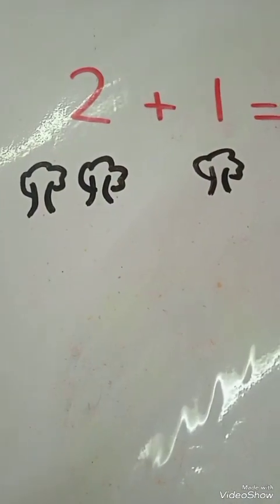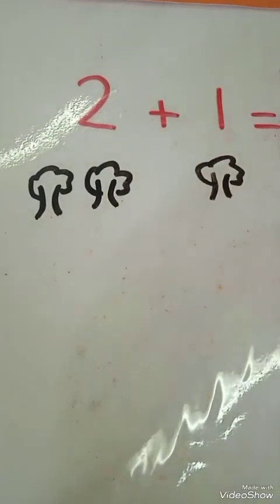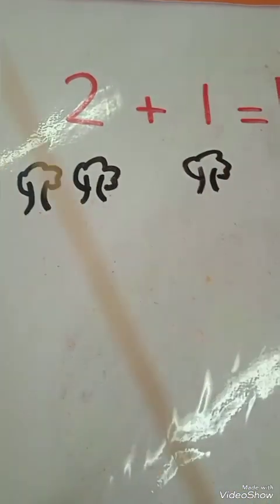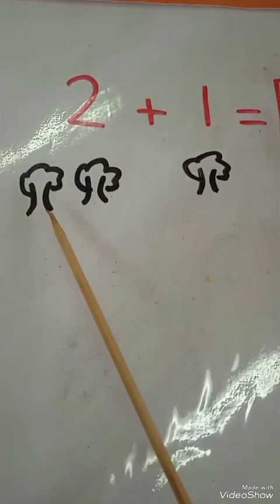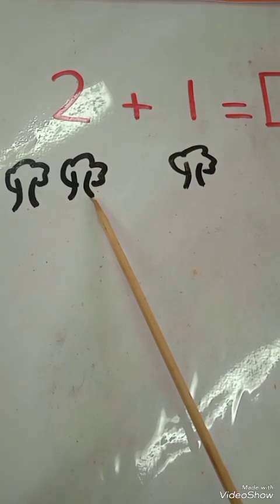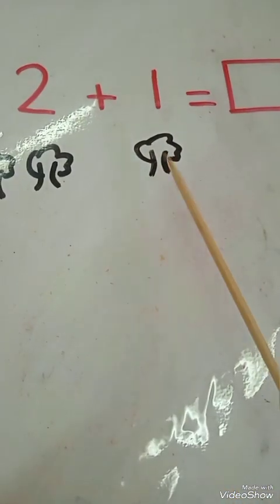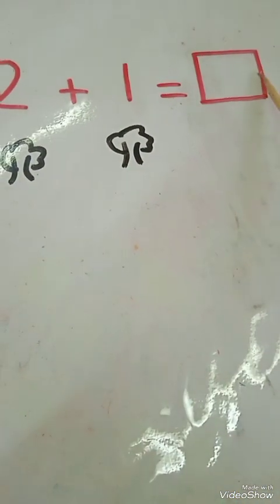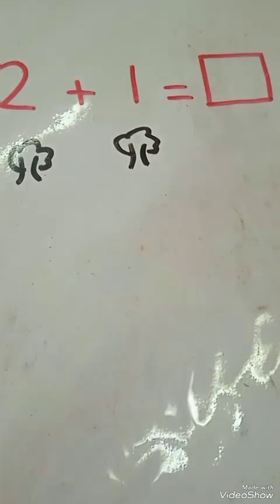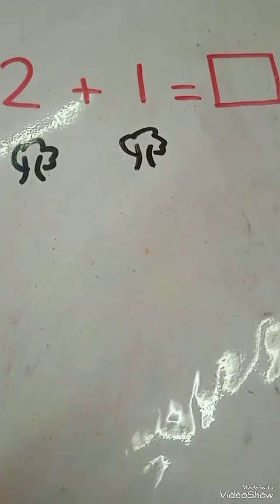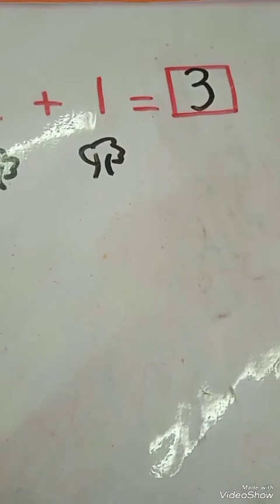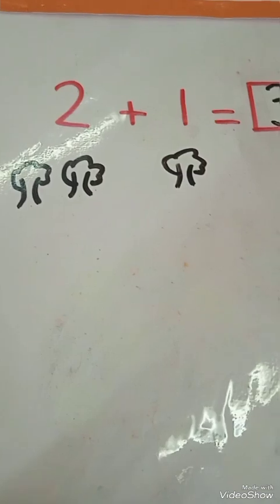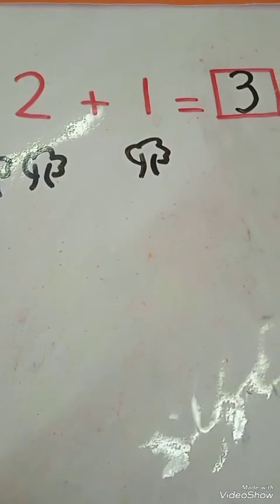And what we are going to do now? We will count them all together. Count with me. 1, 2 and 3. So which number we are going to write here? Very good. It's number 3 because after adding them we have got number 3.